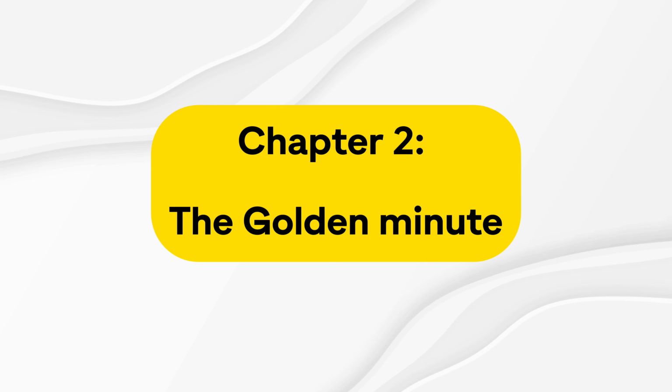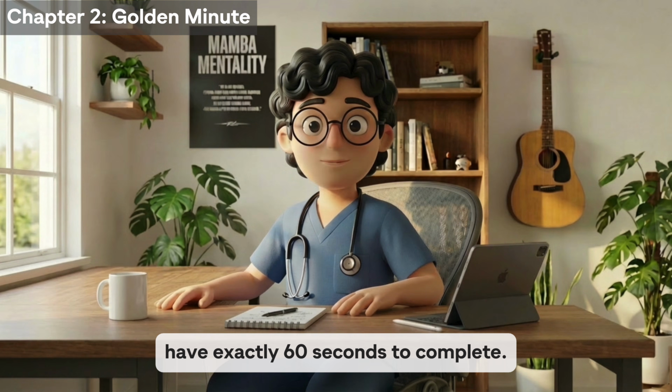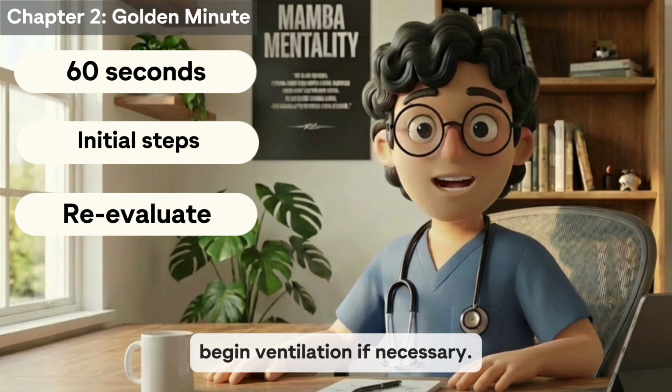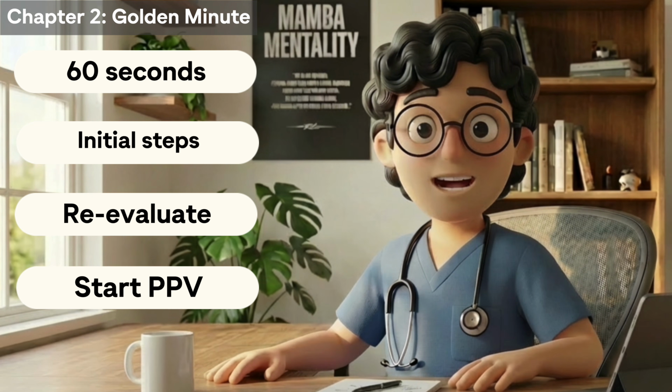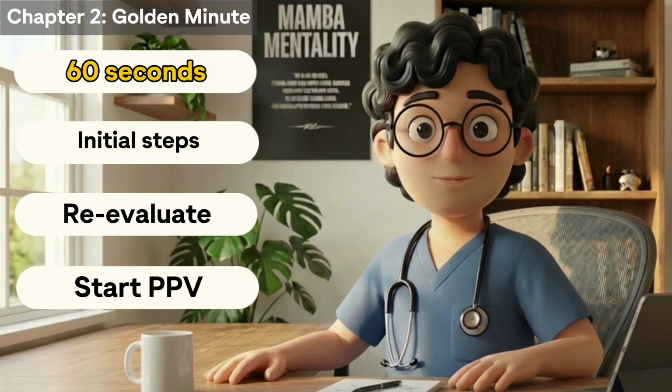Welcome to chapter 2. We call this the golden minute. From the moment the baby is born, you have exactly 60 seconds to complete the initial steps, re-evaluate, and begin ventilation if necessary. Why 60 seconds? Because delaying ventilation beyond the first minute can increase the risk of mortality.